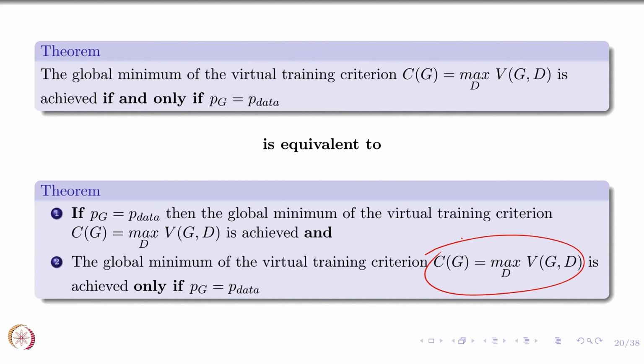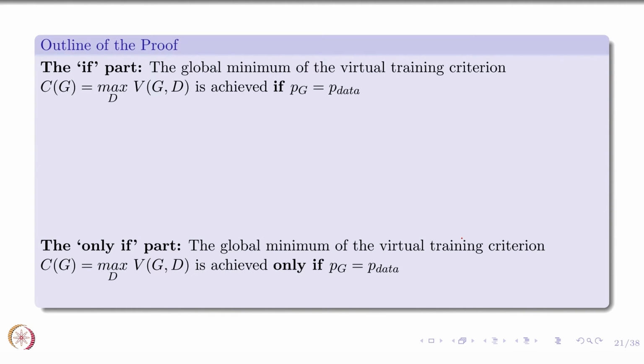So if Pg is equal to P data, then this will go to its minimum. That's fine. But the only if part is the reverse of this, which means that if I know that this has gone to the minimum value, then I can be sure that Pg has to be equal to P data, right? So I have to prove the if part as well as the only if part, okay? So here's the outline of the proof. We'll first look at the if part and then we'll look at the only if part, okay?